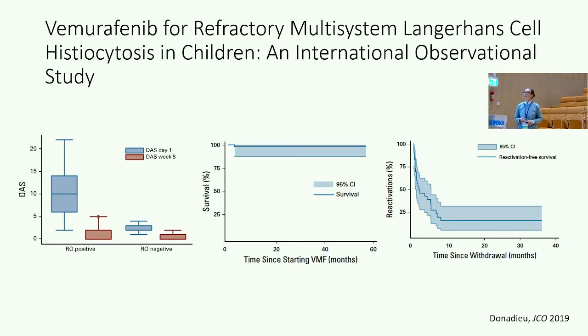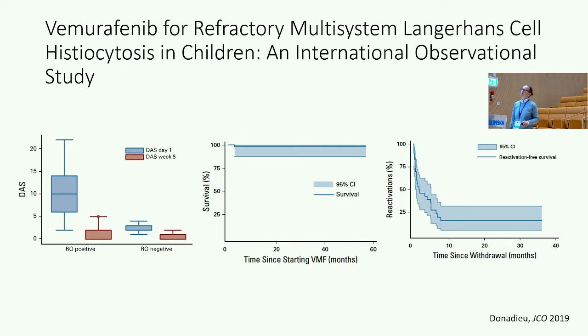Jean Donadieu then collected and published in 2019 a paper, a retrospective analysis of vemurafenib in children with multisystem Langerhans cell histiocytosis. I think these were around 70 patients. And again, he could show the very high efficiency. So these are patients who are risk organ positive. Here we have patients who are risk organ negative. And this is day 1, and this is week 8.